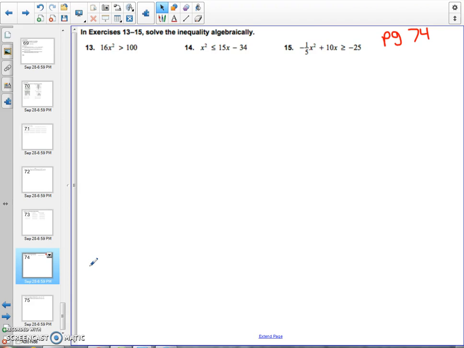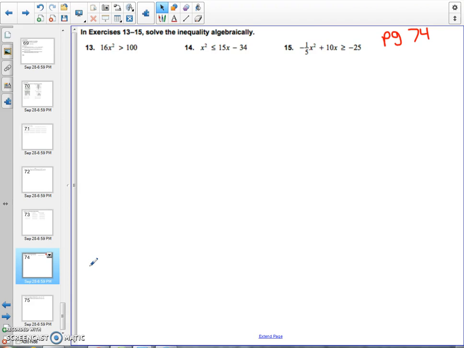So this is in your student journals. On page 74, we're going to do 4 examples here. This is solving an inequality algebraically, not a system. Looking at our first inequality, we have 16x squared is greater than 100. We want to know what values of x are going to make this true.